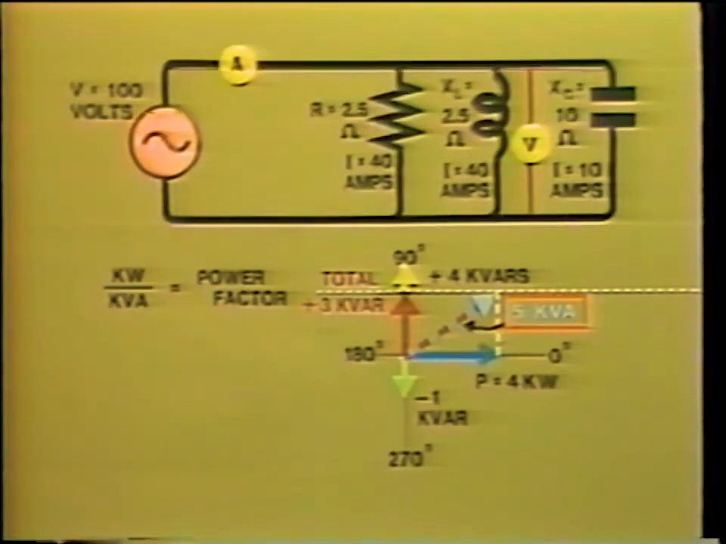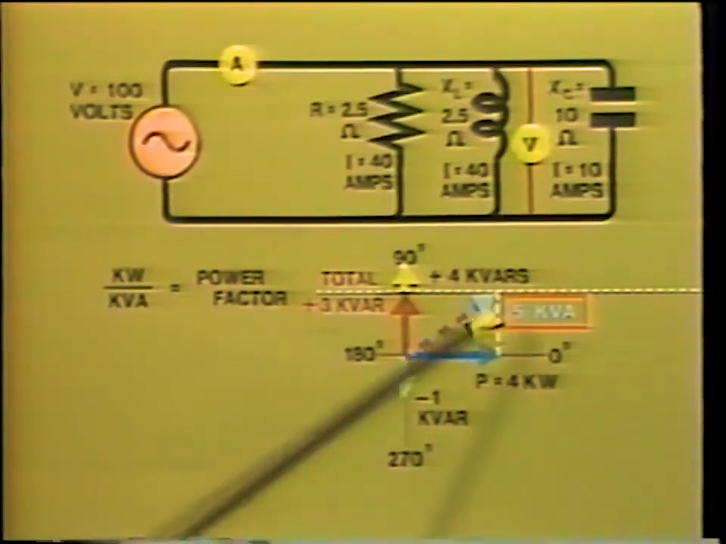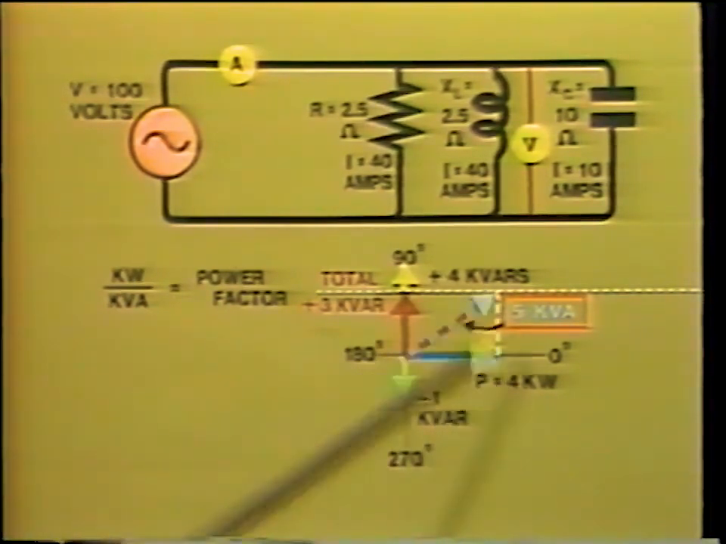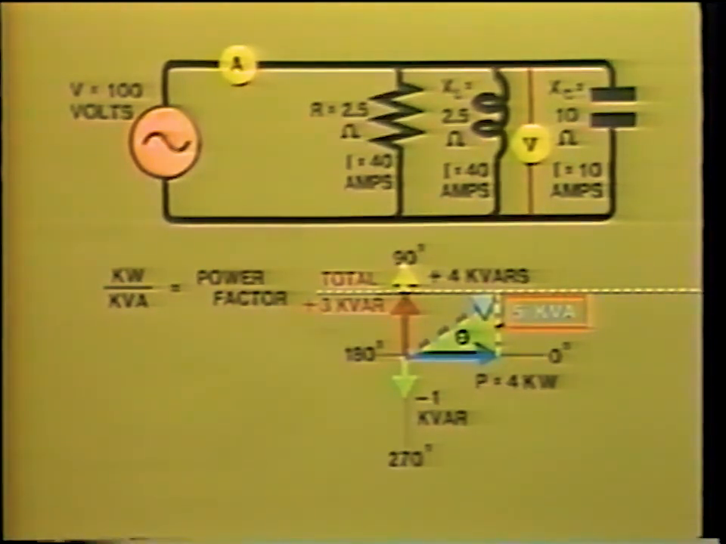Another way of arriving at the value for power factor is by observing the power triangle we have just constructed. Remembering your trigonometry, you can see that the active power divided by the volt-amperes is equal to the cosine of this angle, which we will call theta. Therefore, we can say that the power factor equals cosine theta. As a matter of fact, the magnitude of this angle theta is the same as the angle by which the total current and voltage are out of phase.